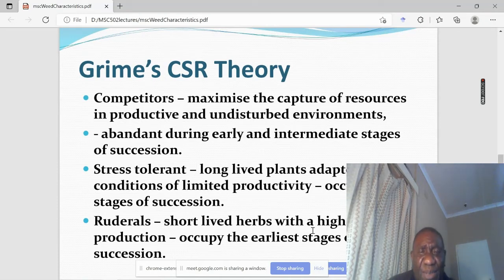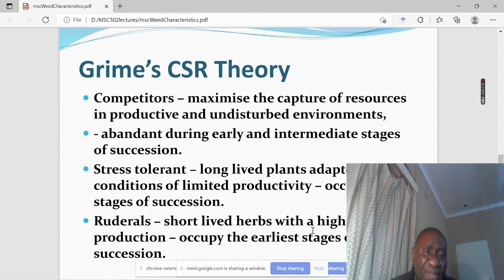It tries to explain plants and where we find the weeds fitting in the vegetation. Now, the C plants, or competitors, maximize the capture of resources in productive and undisturbed environments, which may be conservation agriculture environments. They are abundant during early and intermediate stages of succession.